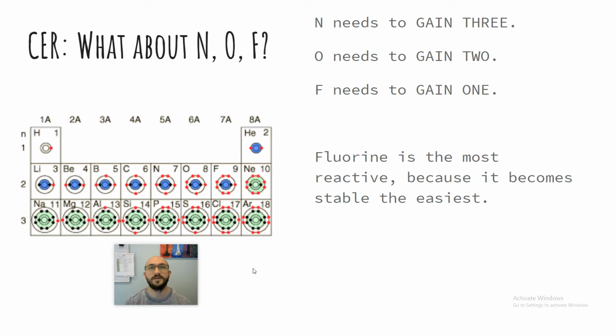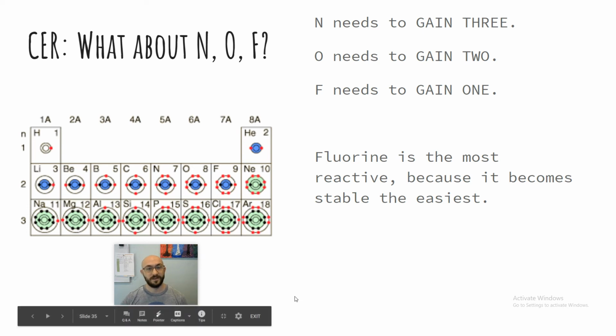Now, we then used this model to try to predict between nitrogen, oxygen, and fluorine what would be most reactive. Well, nitrogen, if you look at the Bohr diagram, needs 3 more. Oxygen needs 2 more. Fluorine needs 1 more. So fluorine is the closest to being stable. So it is the most reactive because it has to do the least amount of work. Nitrogen has to do 3 times the amount of work. So it is not as reactive.